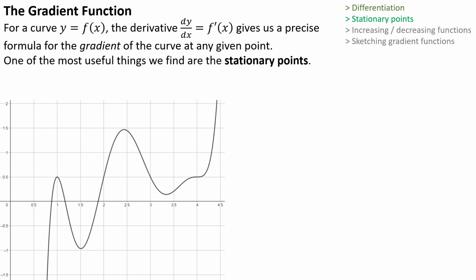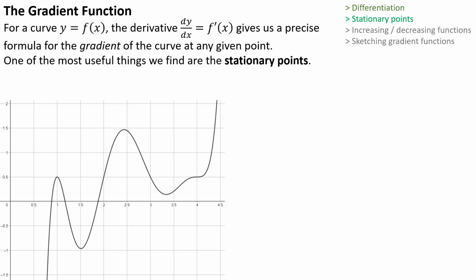Now that we've learned a little bit of how to differentiate a function, we're going to take a step back, take a slightly wider view, and think about the result of differentiation. The derivative of a function, dy by dx, or f dash of x, tells us quite a lot about the original function. It'll give us information in particular about how that function is changing.